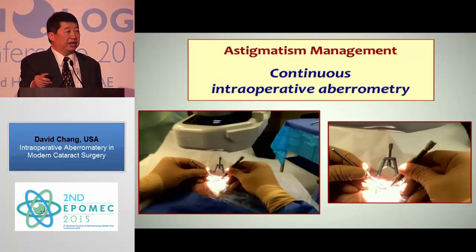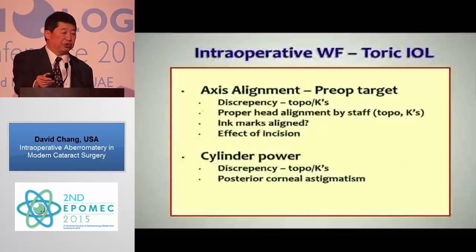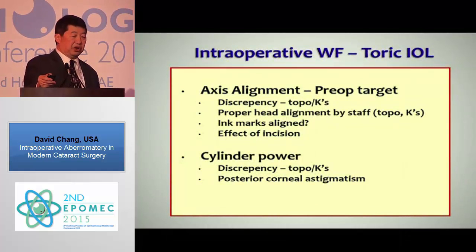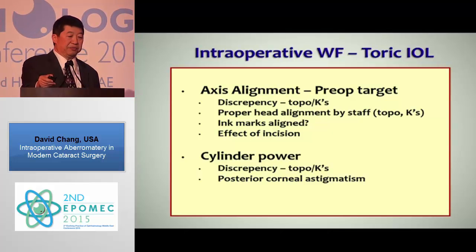So let's talk about astigmatic management, and this is sort of the third generation of the Aura system. It's called Verify, and I believe that's what will be released here. It's the first time they have continuous aberrometry that they're going to show you. It's like a continuous autorefraction. So if you think about where we need help, let's look at a toric IOL.